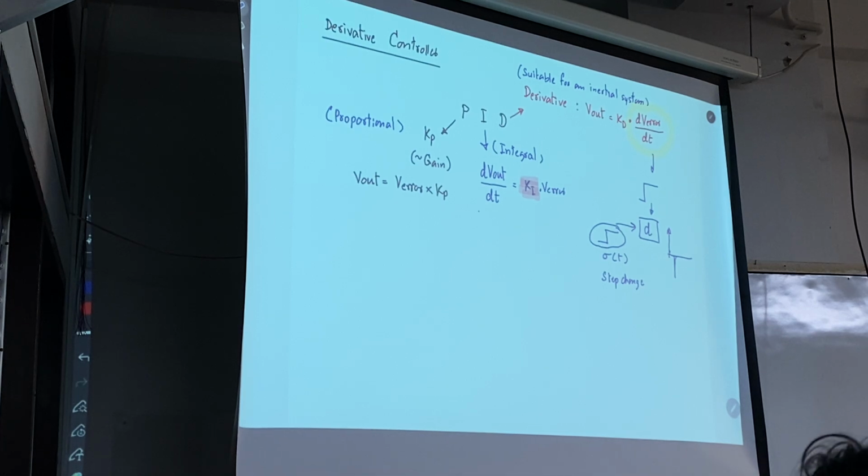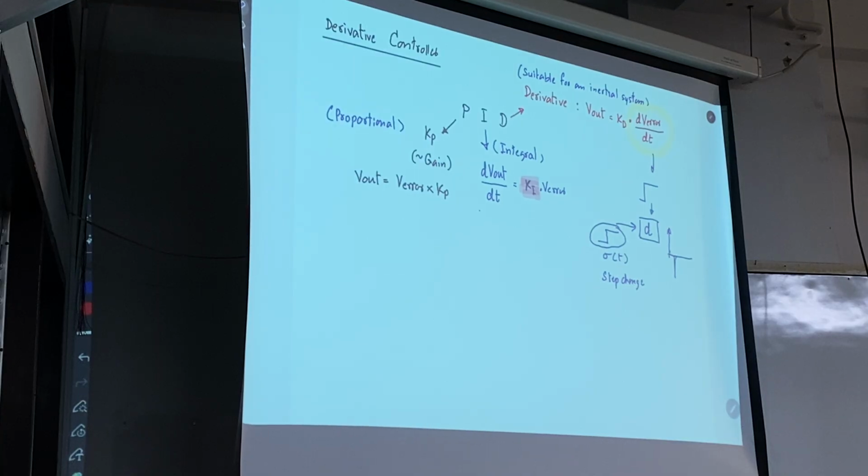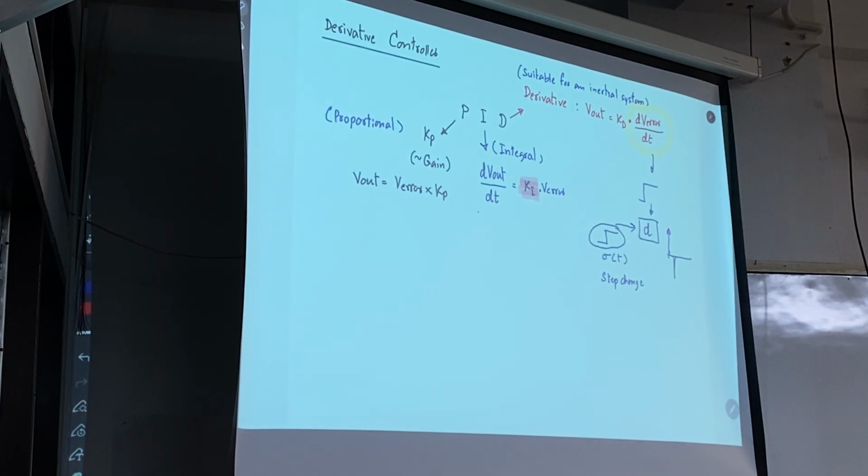The next example could be something like a heater. If you want to increase the temperature, you must first put a lot of power into the heater. That is the control system that you must use.